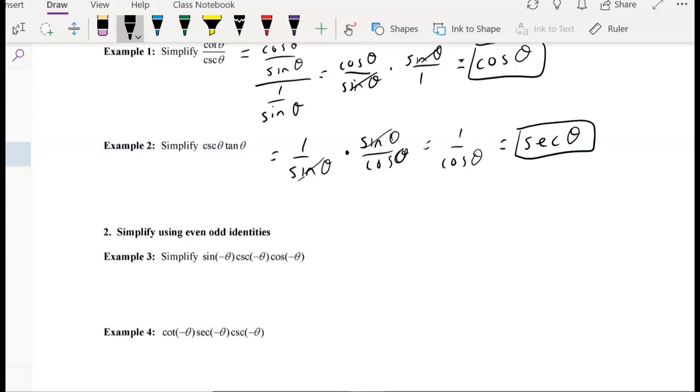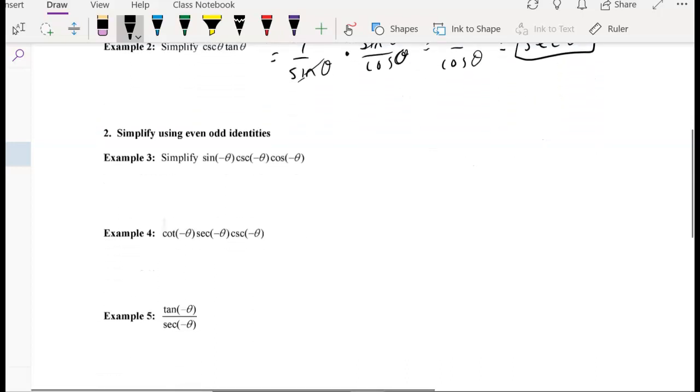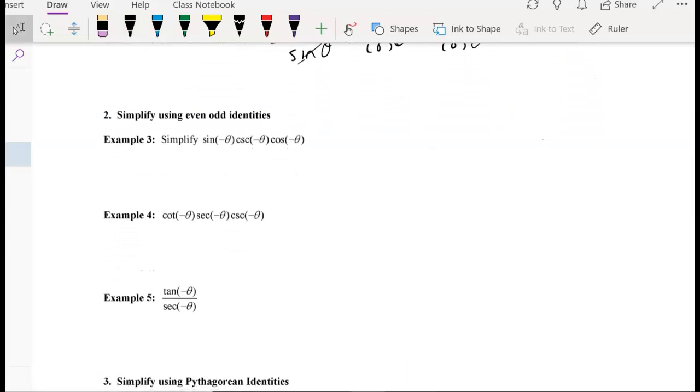Now notice that these are both monomials. In other words, there's nothing being added or subtracted, and pretty much all of our answers in the end will end up being monomials. Okay, so the next example is going to also require us to break things down into sine and cosine, but first I just want to show you how to apply the even-odd identities. So remember, the only function that is even is the cosine and its reciprocal, which is the secant.